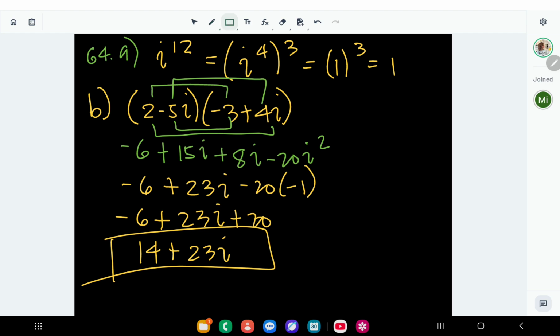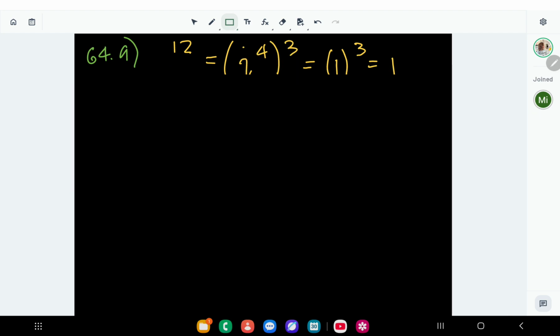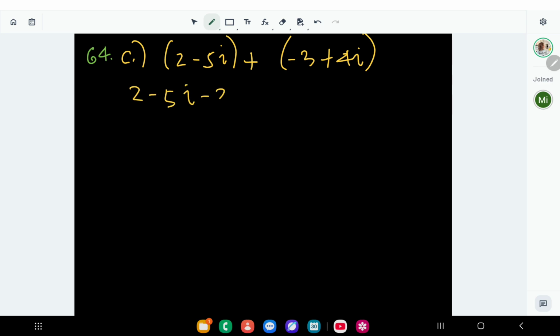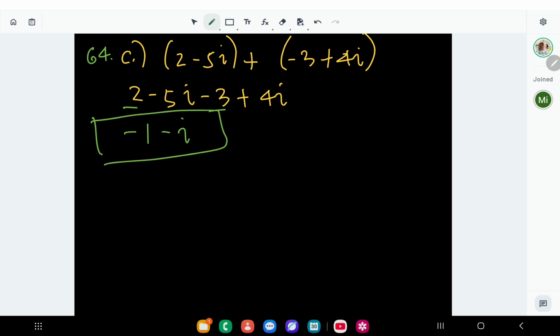Then we have letter C. Letter C is addition. 2 minus 5i plus negative 3 plus 4i. So we get rid of the parentheses. This would become 2 minus 5i minus 3 plus 4i. We group like terms. 2 minus 3 is negative 1. Negative 5 plus 4 is negative i. So the answer is negative 1 minus i.